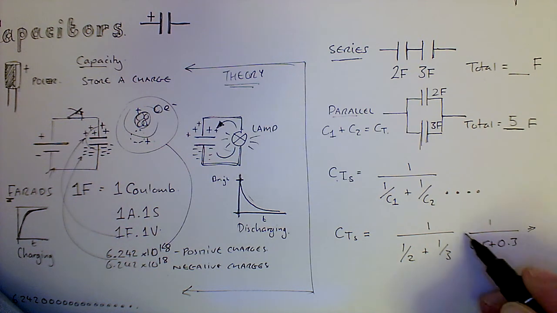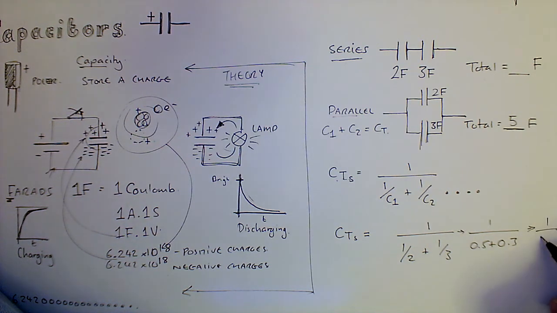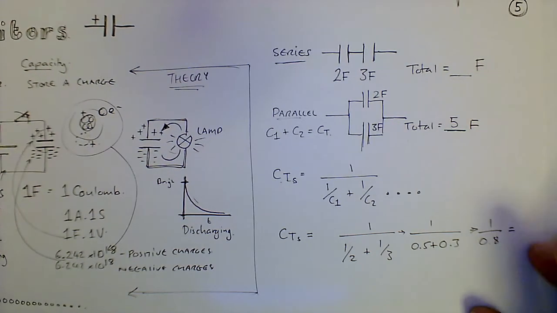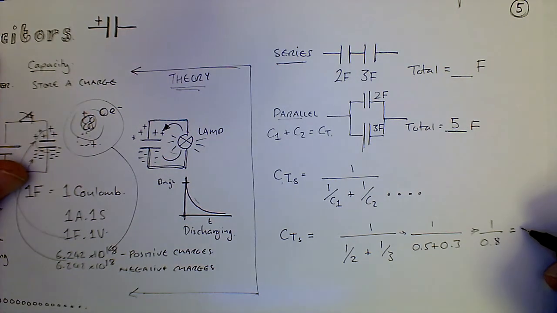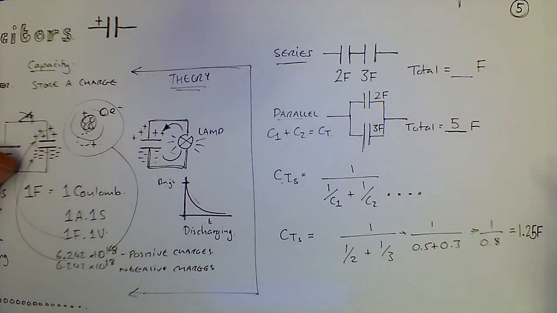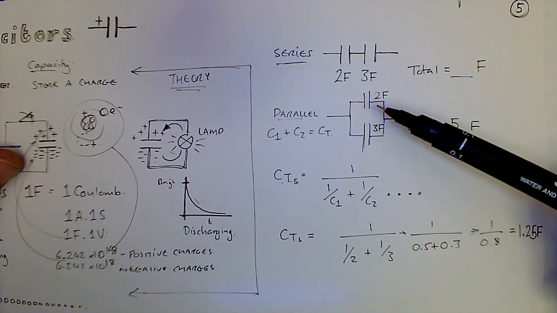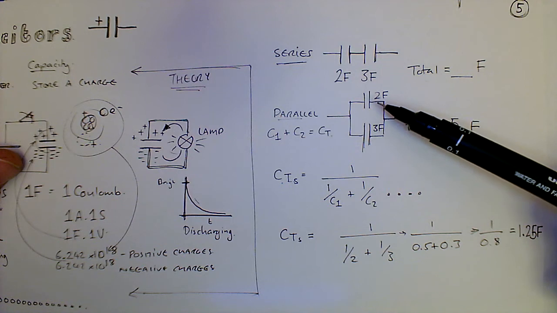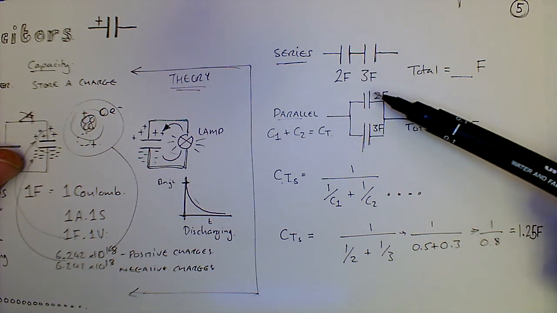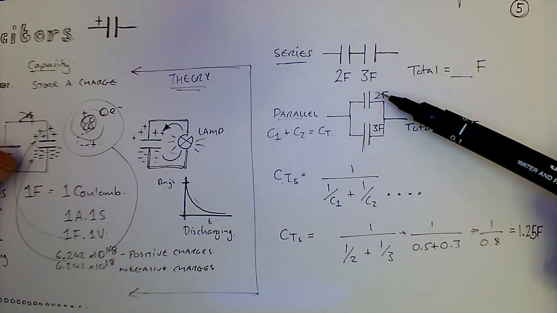So that would go to 1 divided by 0.8. So we would be looking at 1.25 farads. And again, similar to resistors, in this case it's smaller than the smallest capacitor.